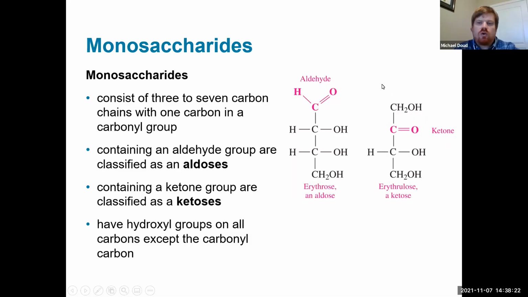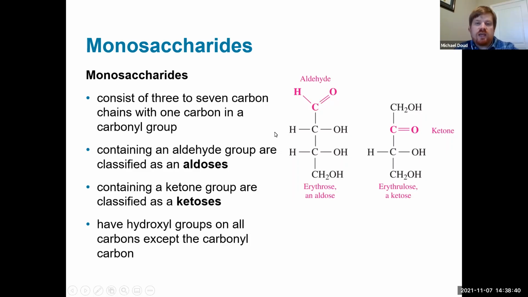It's either an aldose or a ketose. Now, these monosaccharides also have variable lengths of chain. So both of these now have 4 carbon chains here. This is erythrose, the aldose, and this is erythulose, the ketose. They're both 4 carbon chains.